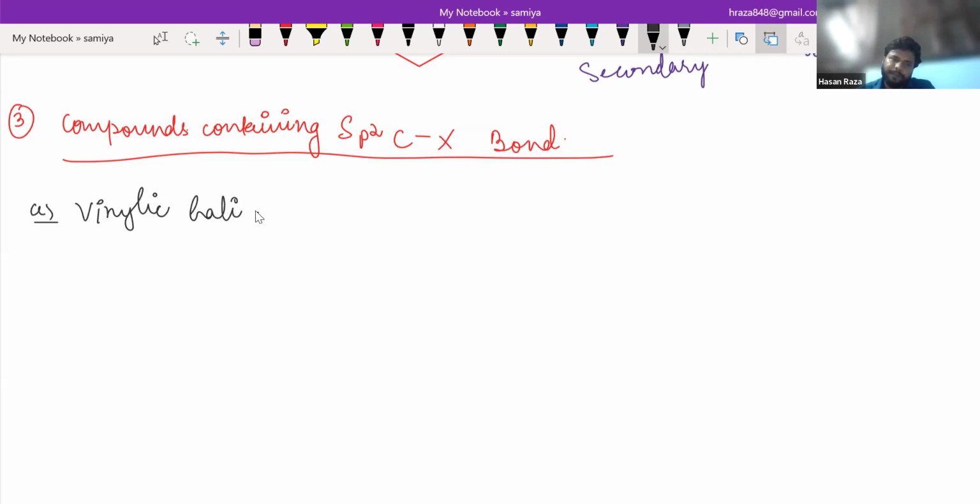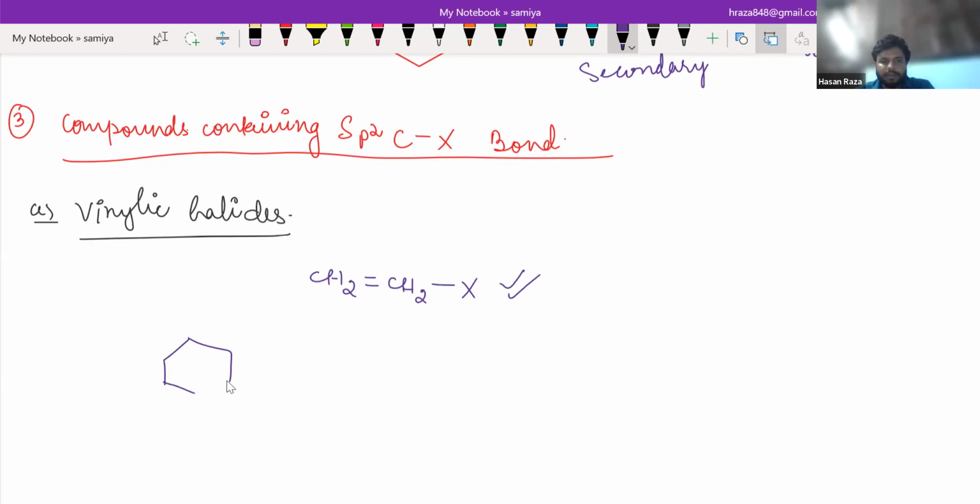Vinylic halides. So you can see what is vinylic halide. Basically CH2 double bond CH with X directly connected. This is called vinylic halides. And if we have a structure like this, you can see this is also vinylic halides.